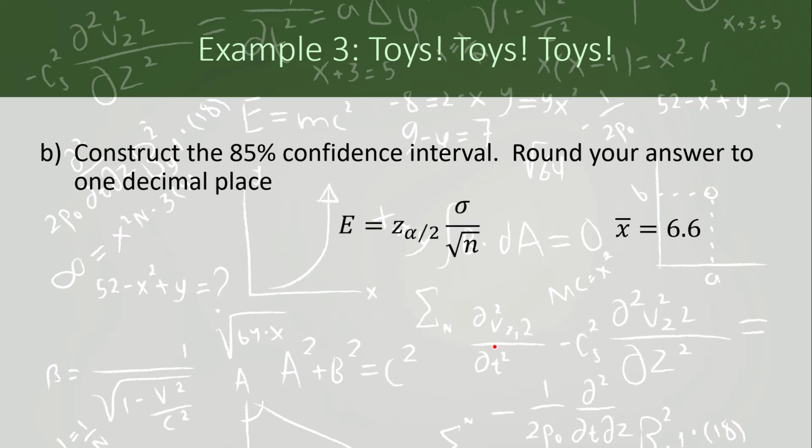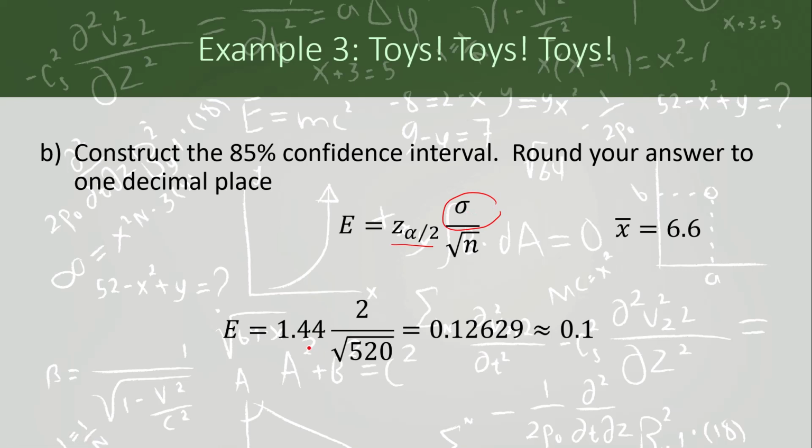Okay, since we're doing z distributions, we are going to use this particular equation, substituting 1.44 for z, 2 for sigma, and N is 520. We get an error of 0.1. Okay, and that means that our lower limit is going to be 6.6 minus 0.1, 6.5, and 6.6 plus 0.1, 6.7, and we are done.